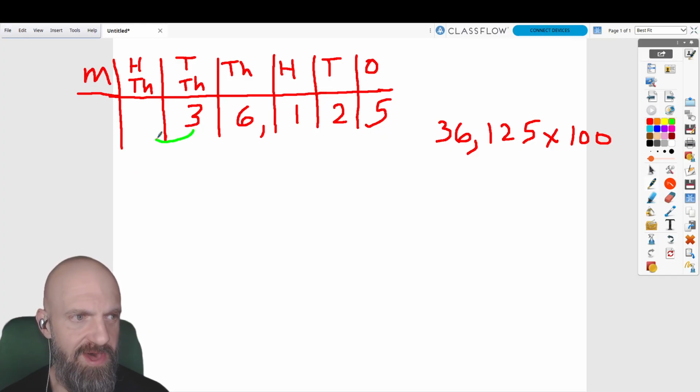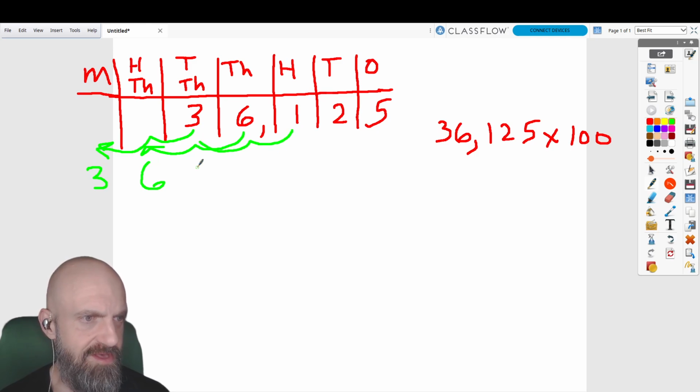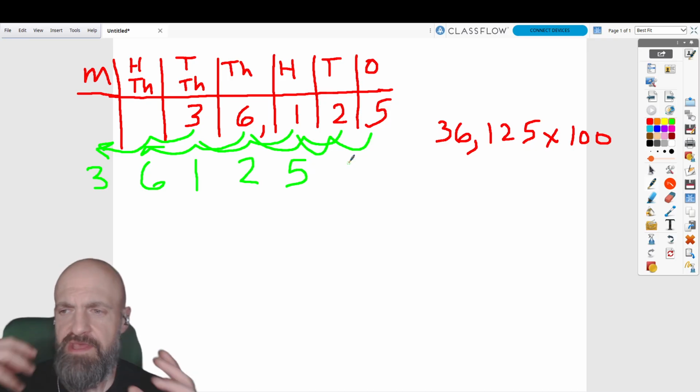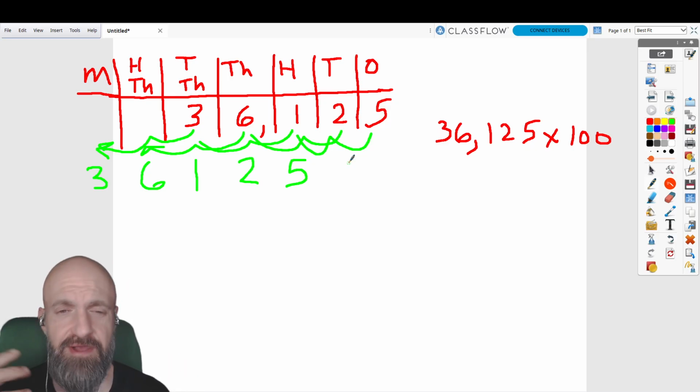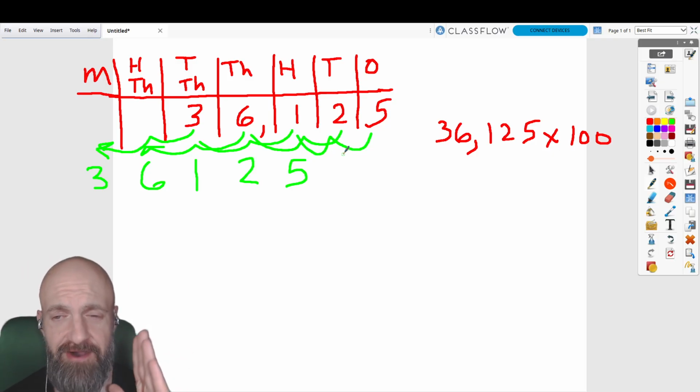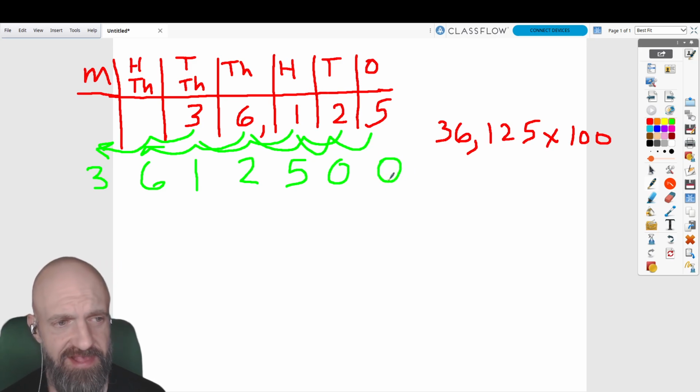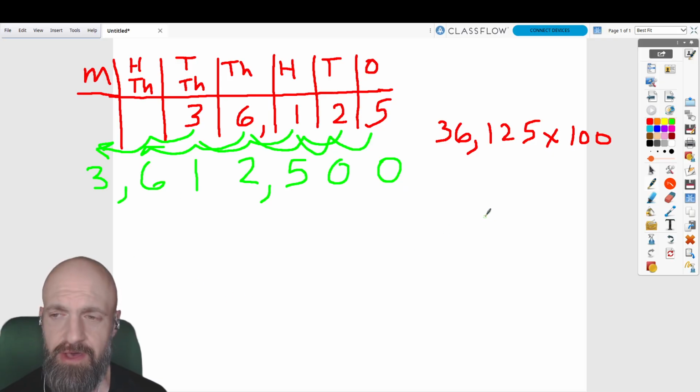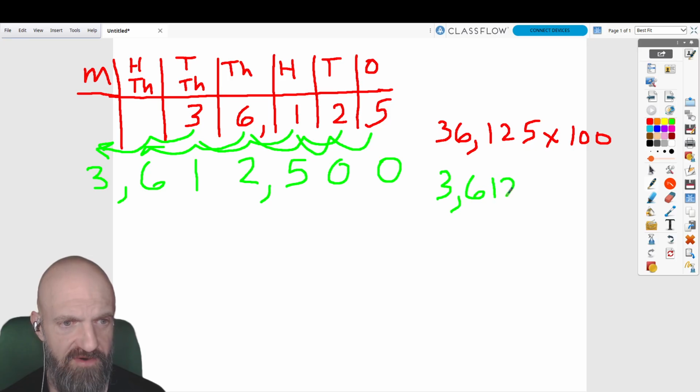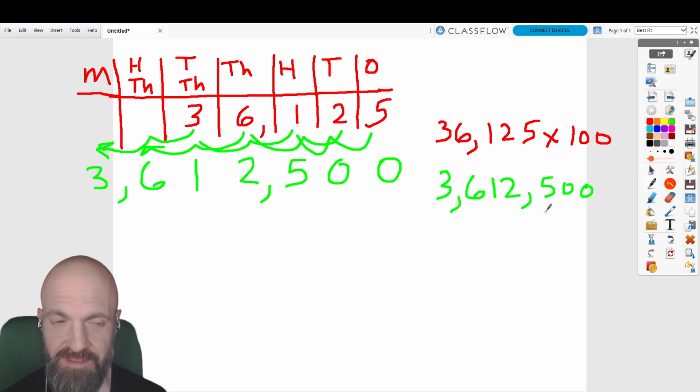So here we go. 1, 2. The 3 is going to be there. 1, 2. The 6 will be there. Let me write them in. 1, 2. The 1 will be there. 1, 2. The 2 will be there. And 1, 2. The 5 will be there. So each digit shifted to the left 2 places. That would be times 100. Now notice we have nothing now in the tens or the ones place. We need our placeholders. So let's put them in. 0 and 0. Let's add our commas. 1, 2, 3, comma. 1, 2, 3, comma. 36,125 times 100 is 3,612,500. There we go.